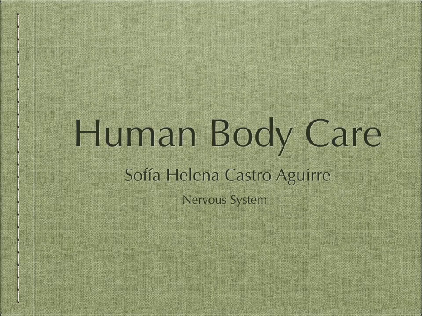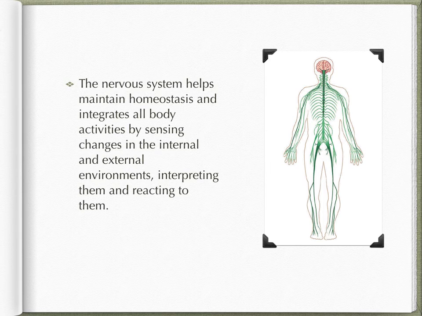This is my evidence 3 and I'm going to present about the nervous system. The nervous system helps maintain homeostasis and integrates all body activities by sensing changes in the internal and external environment, interpreting them and reacting to them.